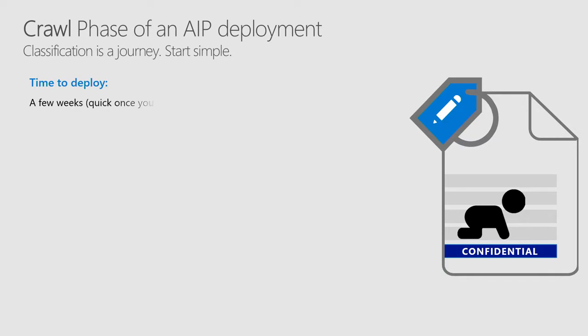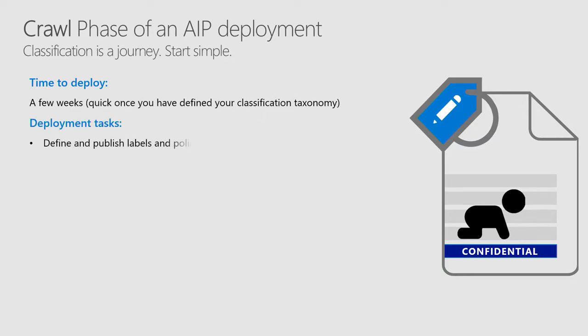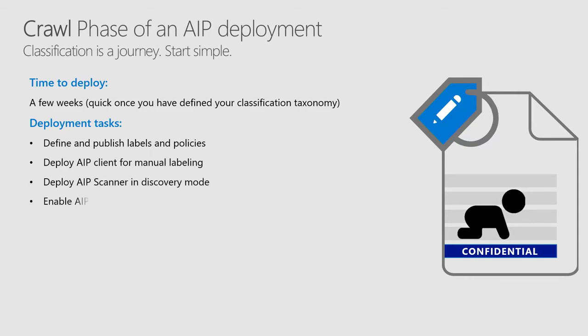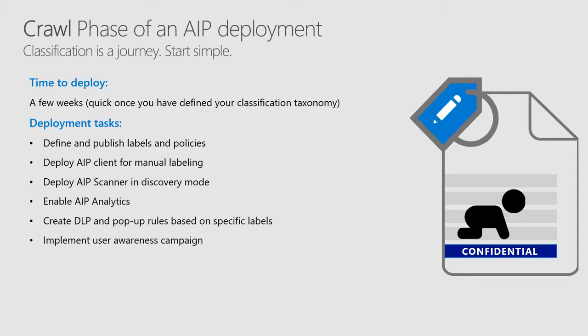So, how do you deploy? You start with a crawl phase. Can be done typically in a few weeks. You have to define labels. That's the hardest part, like creating a label taxonomy that makes sense to your business, that addresses your scenarios. It's better to think it through, to plan it properly.